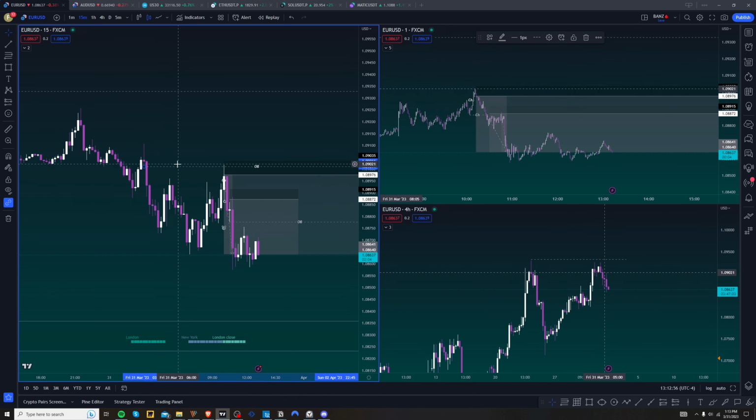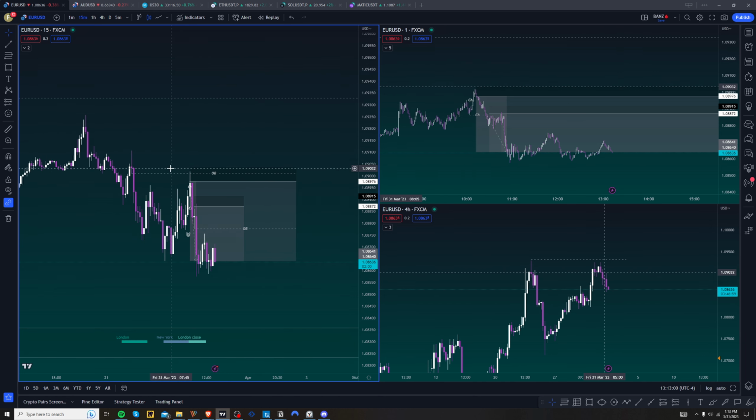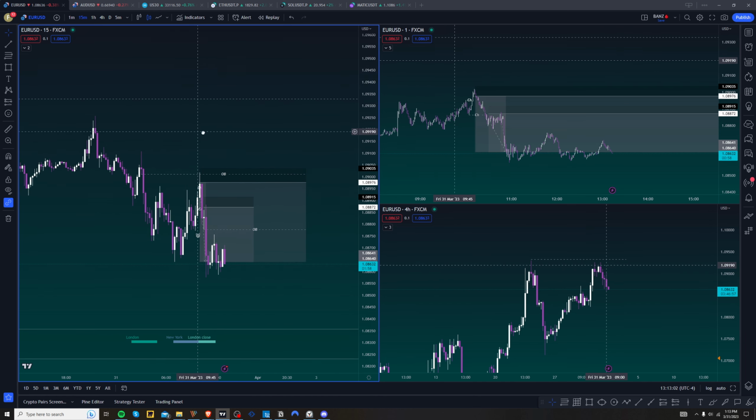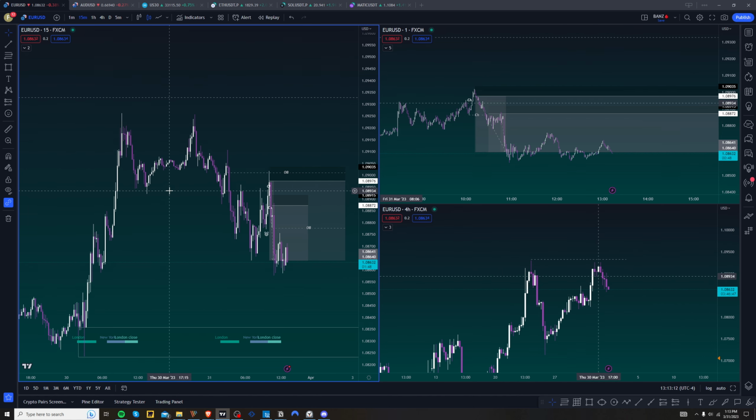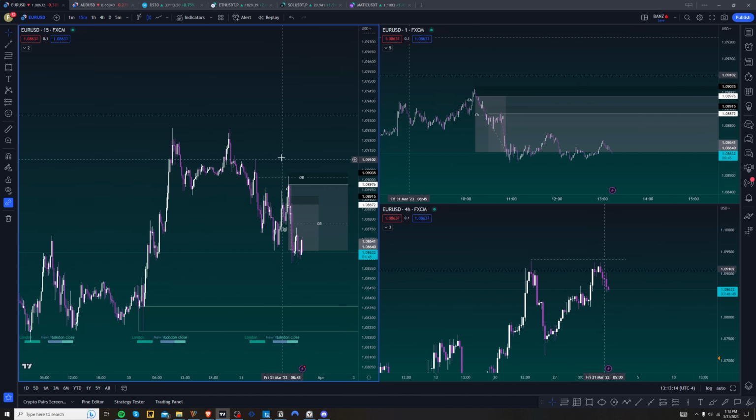I had a notification or an alert on this line. So once price reached this, I got an alert to go and check out price. Wherever I'm at, I get an alert.